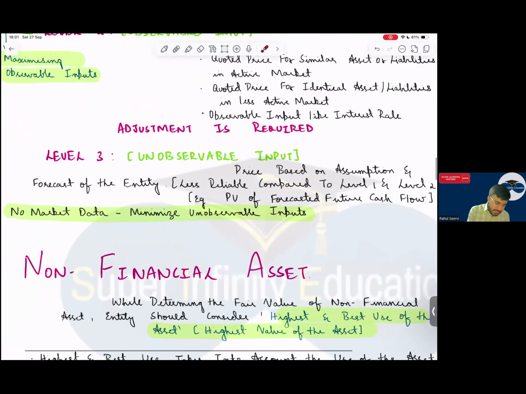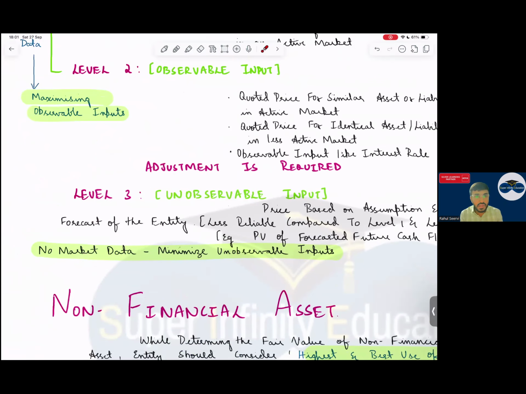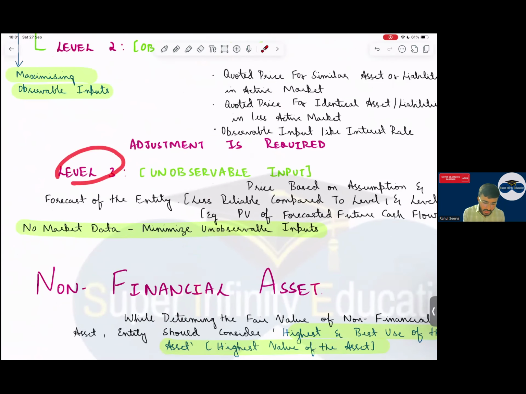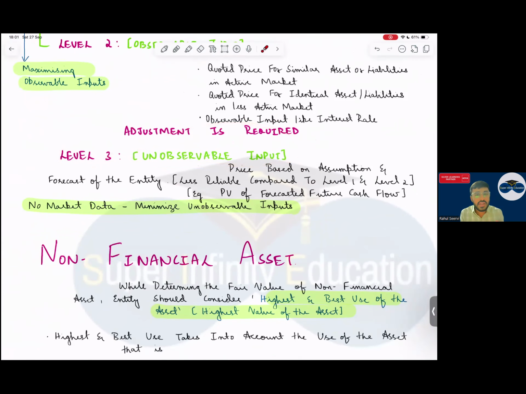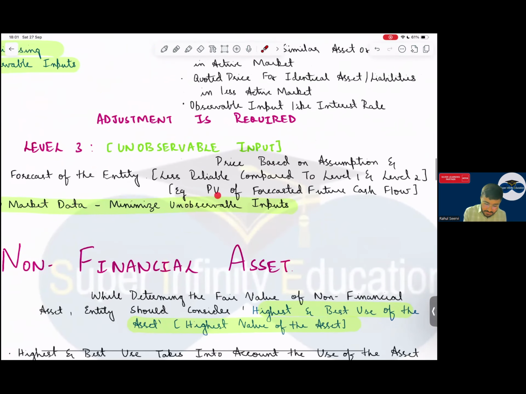So level 3, see level 3 priority, the priority which is given to level 3 is the least. Why? As mentioned, market data should be given the most priority. You should maximize the observable inputs as IFRS 13 says. So in level 3, unobservable inputs, that means we use the entity's data. We consider the entity's data like what? Present value of the future cash flow, which we use when we calculate the present value of the dismantling cost, etc.